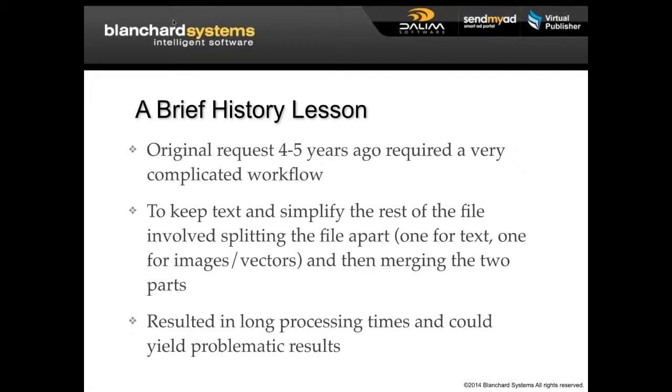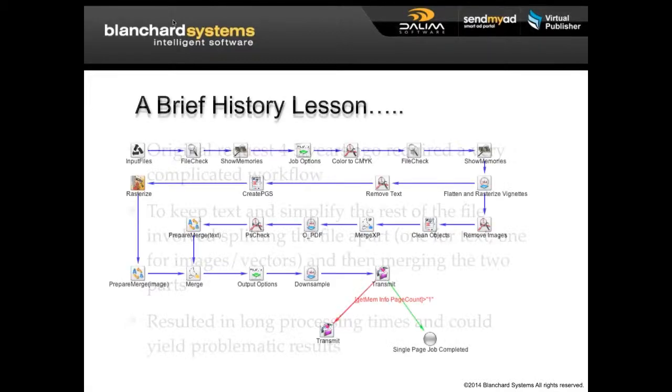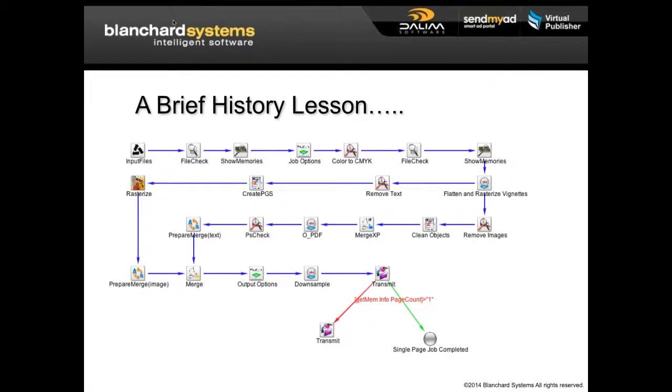And what we did is we would actually have to take in a file and break it apart into 2 parts. One part would keep the text. The other would keep everything else, meaning CTs, vignettes, and any vector objects. And once you have these 2 cleaned up files, they're laid on top of each other. It did work, but it would give you fairly long processing times, and you would sometimes get a problematic result because you might get something like some text that was interleaved into some transparent effects.